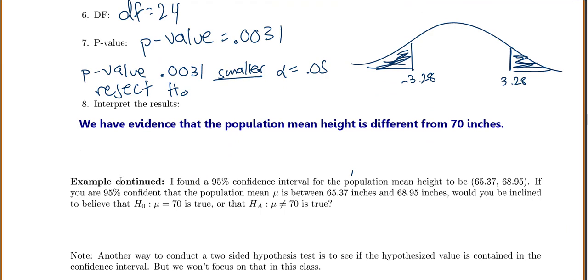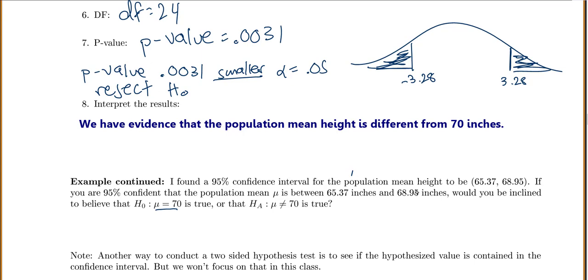Now, to continue this example, I found a 95% confidence interval for our population mean height to be 65.37 to 68.95. And so if I found that confidence interval, then I could say I'm 95% confident that my population mean mu is between 65 and 68 inches. So if you are 95% confident that our population mean is between 65 and 68, would you be inclined to believe that my mean is 70?